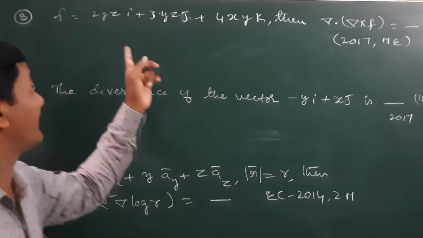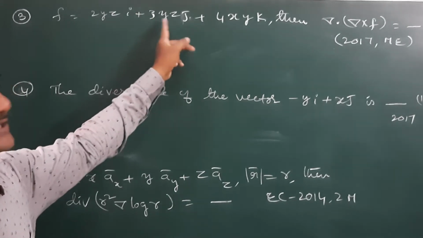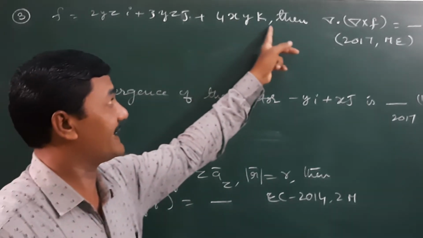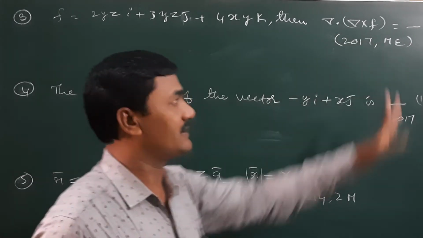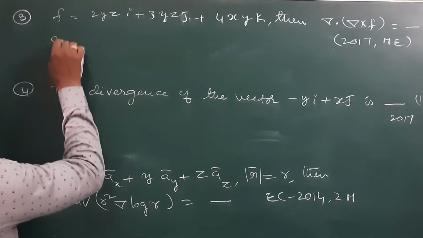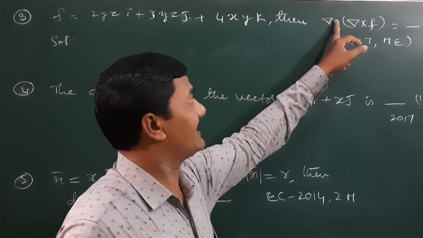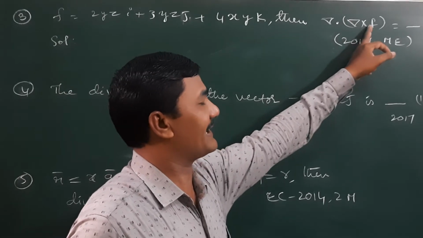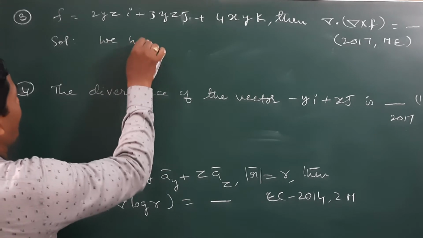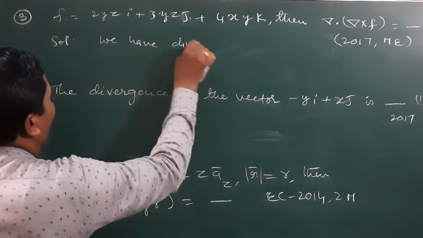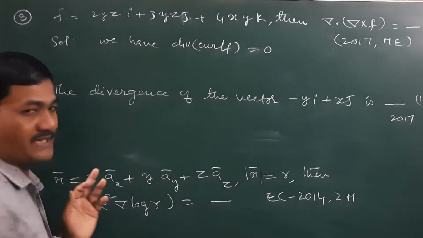So third question is f is equal to 2yz i plus 3yz j plus 4xy k, then del dot del cross f is equal to what? So what is the value? Here f is any vector point function. Already we have proved del dot del cross f, that is div curl f, is always 0. Div curl f is always 0.